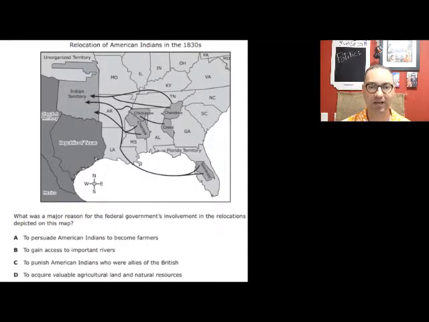So once again, American South, relocated to where? Oklahoma. What was a major reason for the federal government's involvement in the relocations depicted on this map? Why were they trying to get these Native Americans over to Oklahoma? Because the stuff on this land was valuable, and that land was important. So absolutely they wanted to kick off the Native Americans to acquire valuable land, valuable resources.